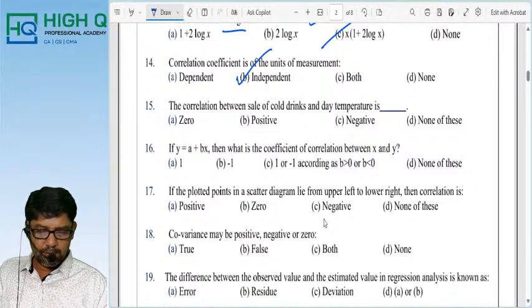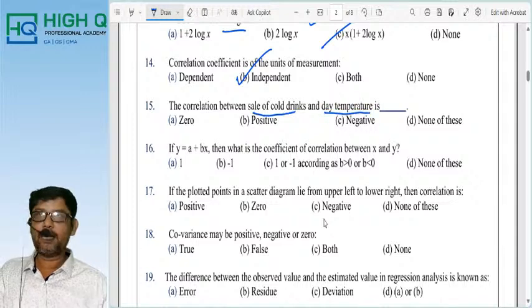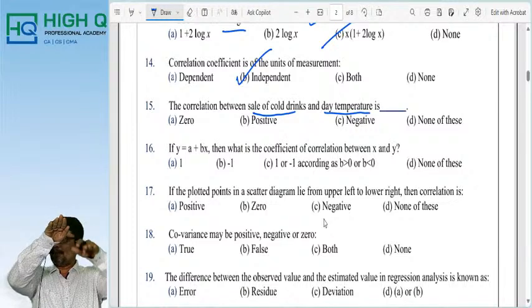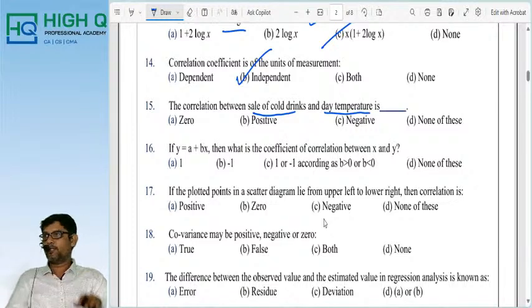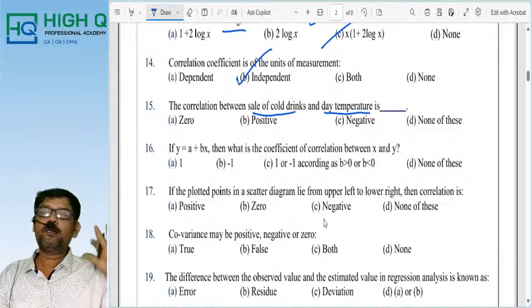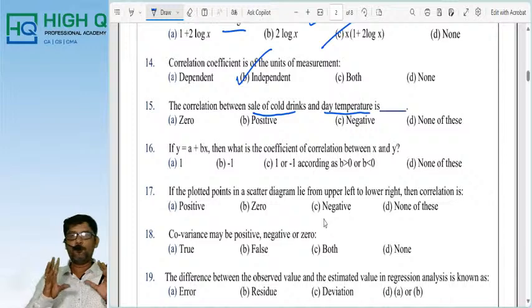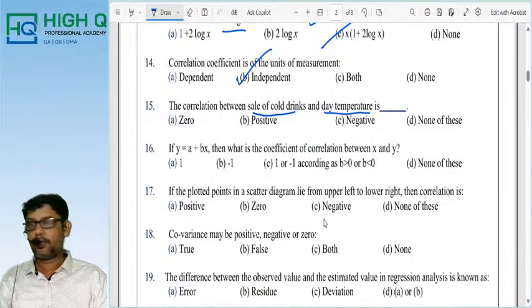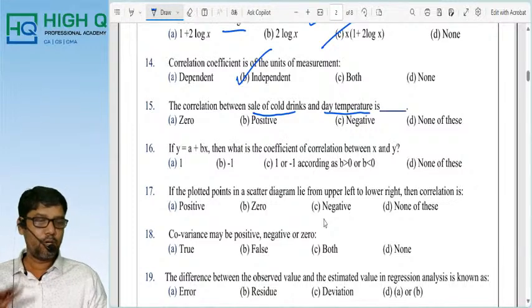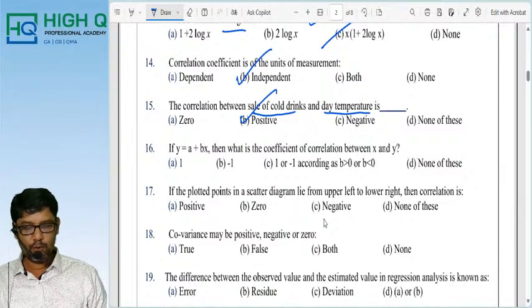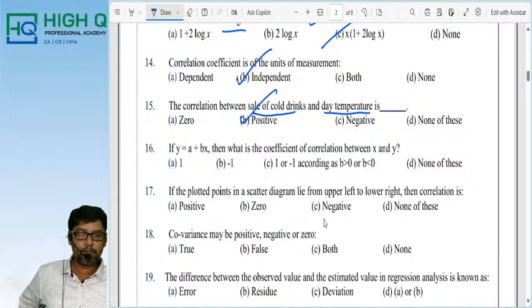The correlation between the sale of cold drinks and the day temperature. When the temperature increases, sale of cold drinks also increases. When temperature decreases, sale of cold drinks also decreases. Sir, we drink cold drinks during winter season also, sir. I am talking about any normal student, or normal human being. Let us not talk about the abnormal human beings. So therefore it is positive correlation.